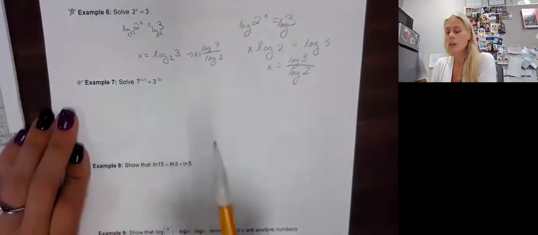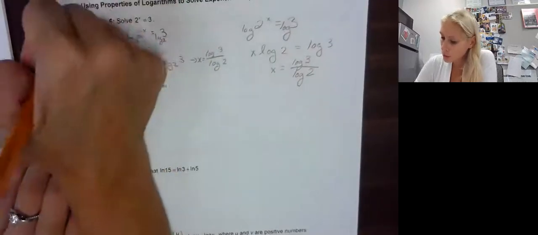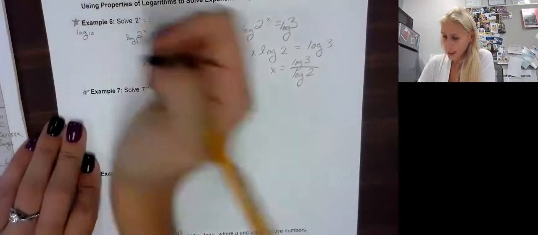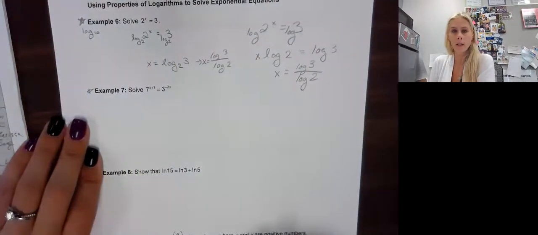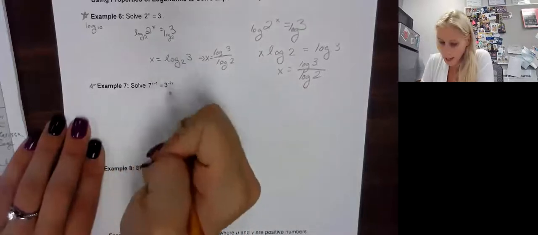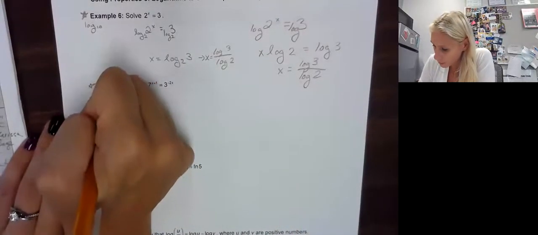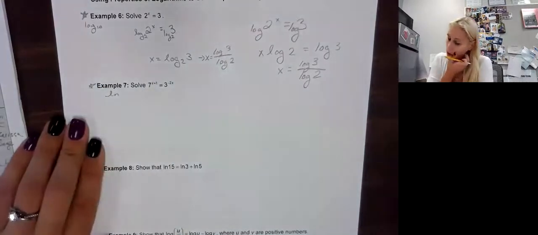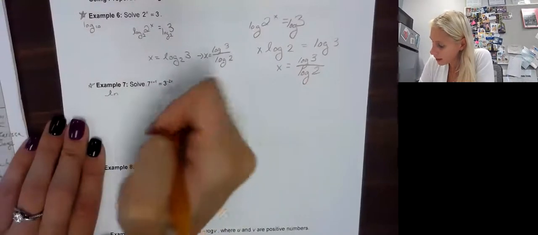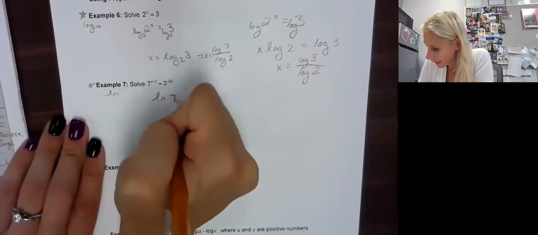Now, what I want you to notice is here we only had one base, so we were able to use our log base 10, or common logarithm. But in example 7, because we have 2 different bases, we're going to use ln. As you can see right here, there's nothing we can do for a common base, so I'm going to take the ln on both sides.